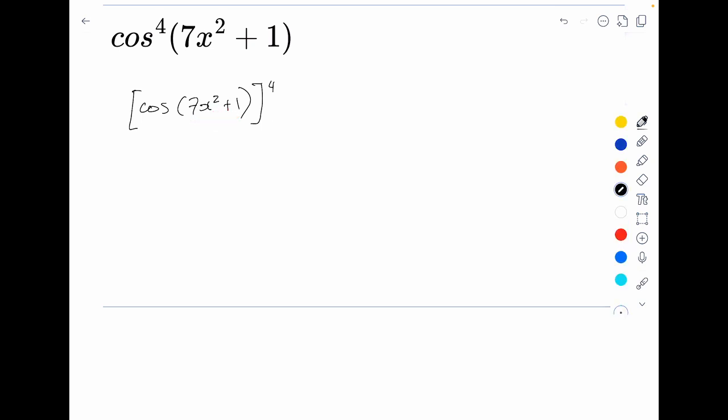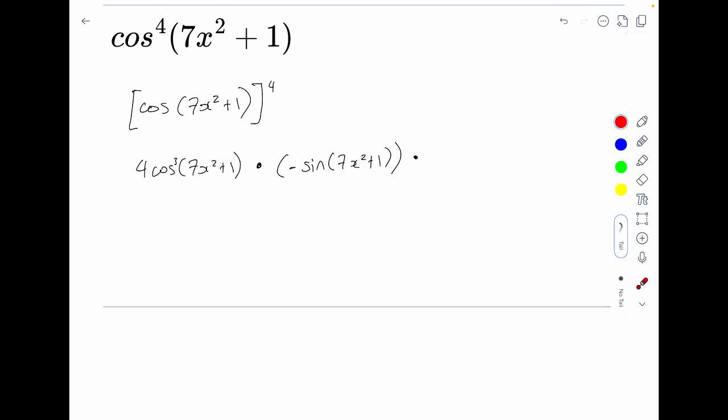So here's what we do. We're going to take the 4 down. So we get 4 cos to the power 3 of 7x squared plus 1. Then we need to do the next bit. And the next bit is to integrate cos. Okay, again referring to this inner function. Integration of cos is going to equal negative sine. So times by negative sine 7x squared plus 1.